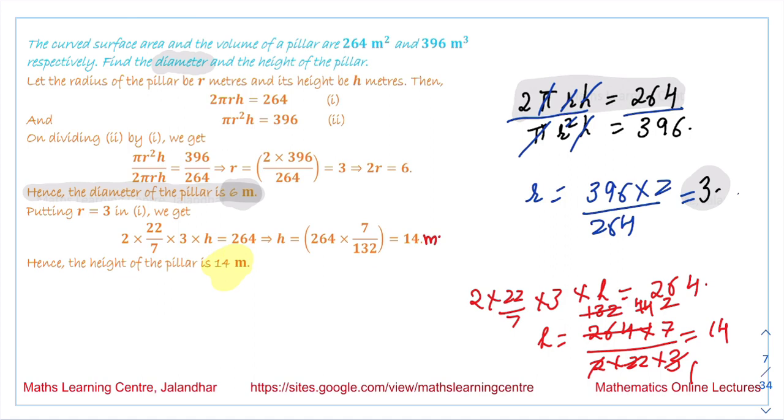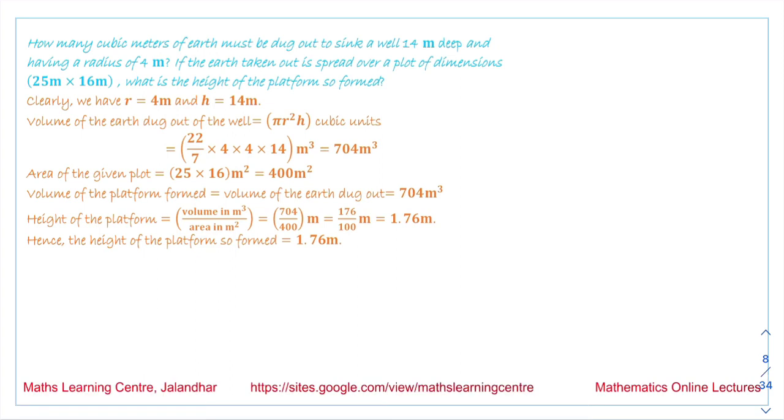Now the next question we have: how many cubic meters of earth must be dug out to sink a well 14 meter deep and having a radius of 4 meter? If the earth taken out is spread out on a plot of dimensions 25 into 16 meter, what is the height of the platform so formed? First of all, we have to find how much earth is dug out. It is given that the well is 14 meter deep. It means this is the value of h, and radius r is 4 meters.